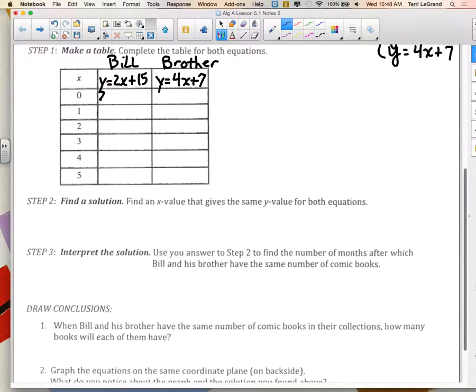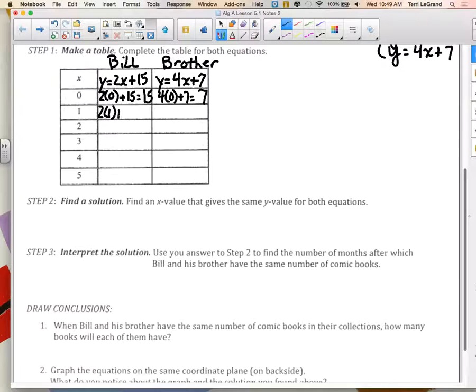So we have 2 times 0 plus 15. Well, 2 times 0 is? 0. And plus 15 is? 15. And in other words, when no time has gone by yet, at the start there are 15 bucks. Well, does that make sense? Yeah, that's our y-intercept, isn't it? So 4 times 0 for the brother plus 7. What's that equal? 7. Okay.